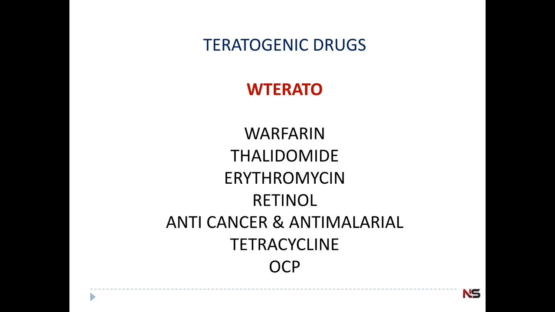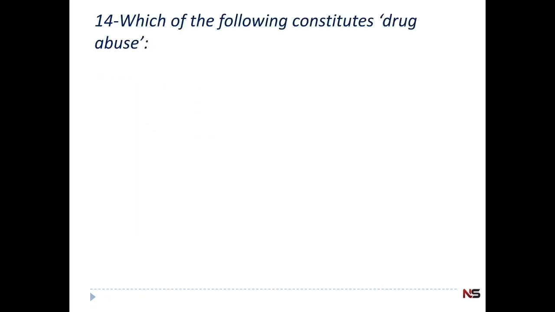Here you can see W for warfarin, T for thalidomide, E for erythromycin, R for retinol, A for anticancer and antimalarial drugs. Anticancer drugs are highly teratogenic. Then tetracycline and oral contraceptive pills. This is very important. We are moving to the next question.